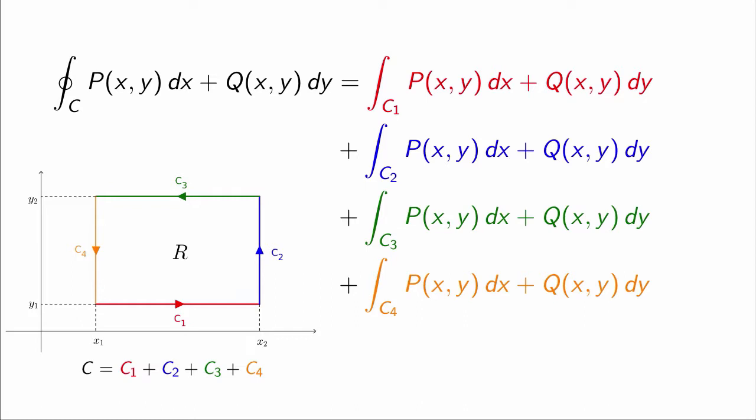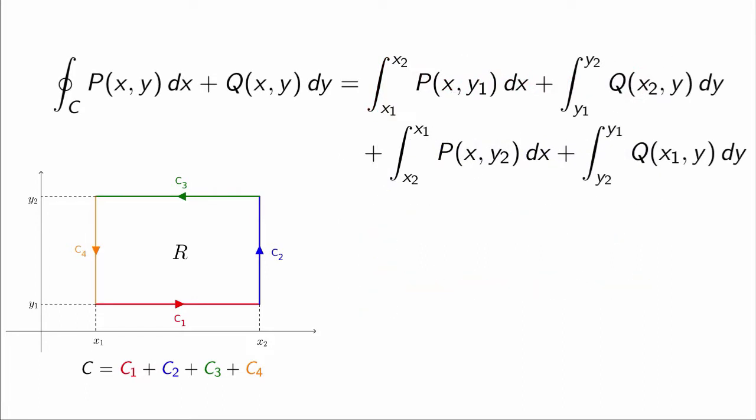Now notice that along C1, the y values are held at a constant value of y1, so here dy is 0. Along C2, the x values are held at a constant value of x2, so dx is 0. Along C3, y values are held at a constant value of y2, so dy is 0 again. And finally, along C4, x values are held at a constant value of x1, so dx is 0 again. So, we can simplify each of these line integrals somewhat.